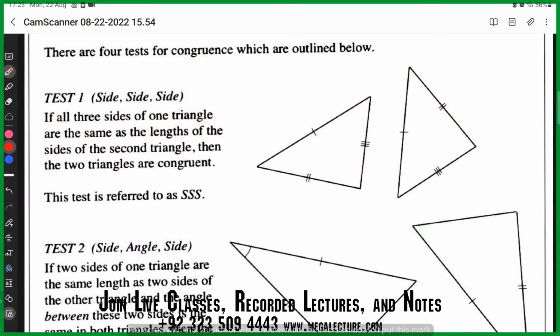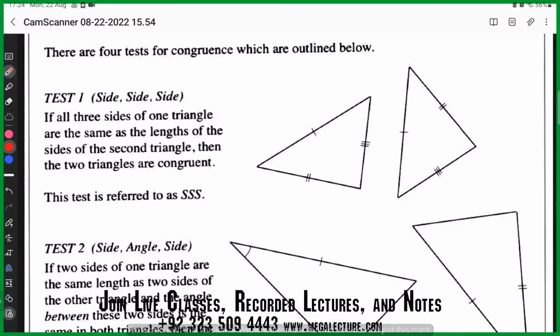Okay. Let's talk about the first test. The first test says side, side, side. If all three sides of one triangle are the same as the lengths of the sides of the second triangle, then the two triangles are congruent. Just remember, side, side, side. This is the first test which is going to tell you if the two triangles are congruent or not. We have four tests here. If one out of these four tests is passed, you can say that the two triangles are congruent.